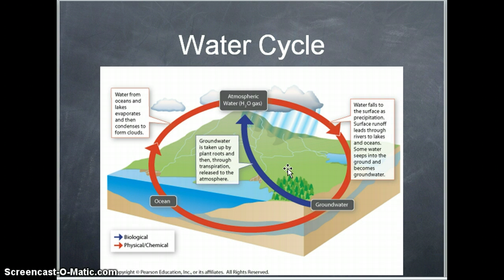Precipitation that soaks into the ground is called groundwater. Plants then take up this water through their roots. Just like we breathe out some water, plants release water into the atmosphere as well. This process is called transpiration. Precipitation might also fall into bodies of water. From there, it can then be evaporated back up into the atmosphere, beginning the cycle again.